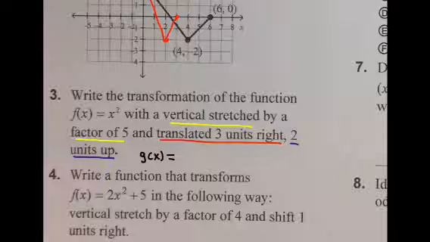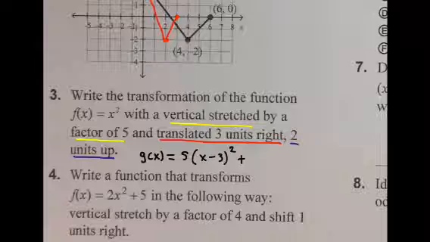For number 3, I've underlined it in 3 different colors for each of the parameters. So the first one in yellow, vertical stretch by a factor of 5. So that's your a value, so that goes in the front. And then in red, translated 3 units to the right. So remember, right, you do the opposite, so you're going to put x minus 3. And it's a square, it's a parabola. And then in purple, 2 units up, that's your k value, so you just do what it says. Up 2 is plus 2, and that's it.